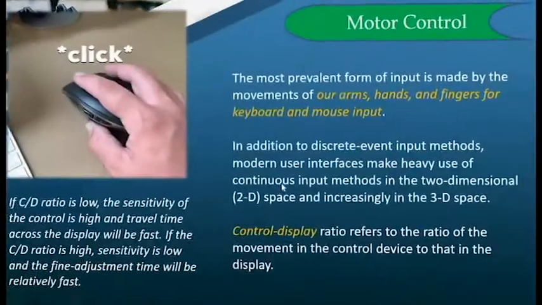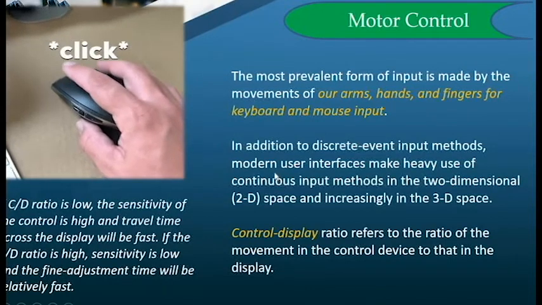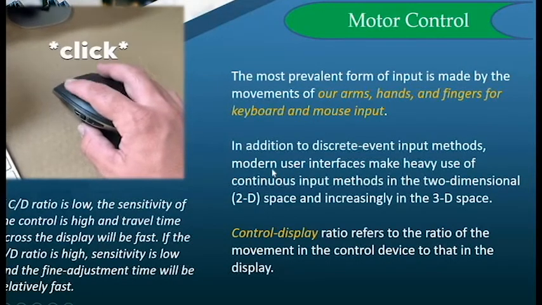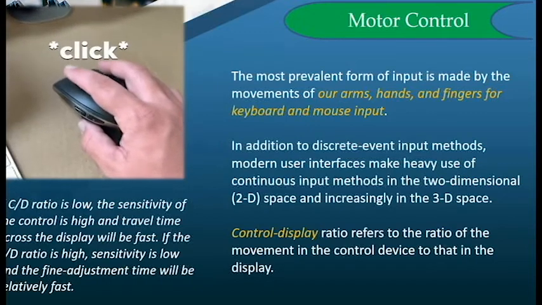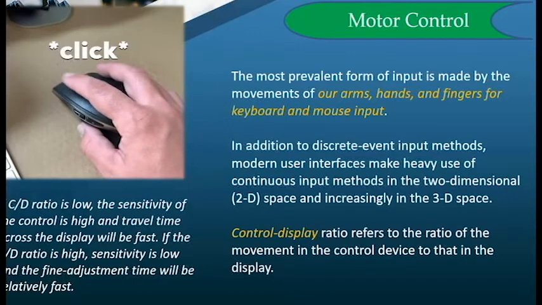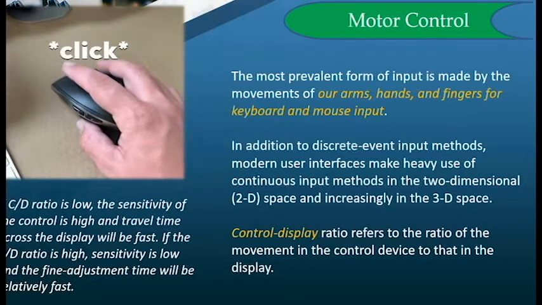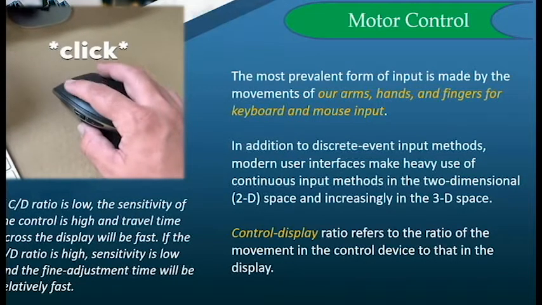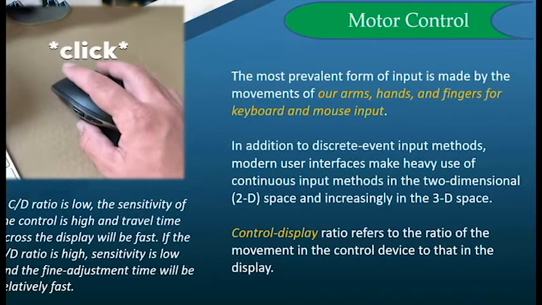And let's proceed with the motor control. The most prevalent form of input is made by the movements of our arms, hands, and fingers for keyboard and mouse input. In addition to discrete event input methods, modern user interfaces make heavy use of continuous input methods in two-dimensional or 2D space and increasingly in 3D space. We also have here the control display ratio, which refers to the ratio of the movement in the control device to that in the display.